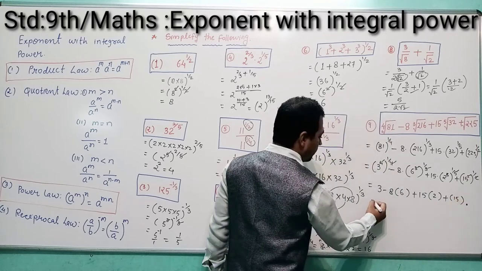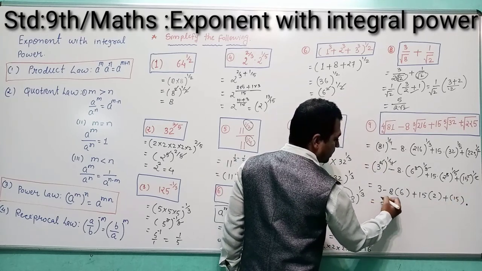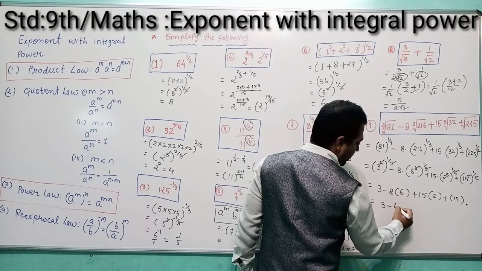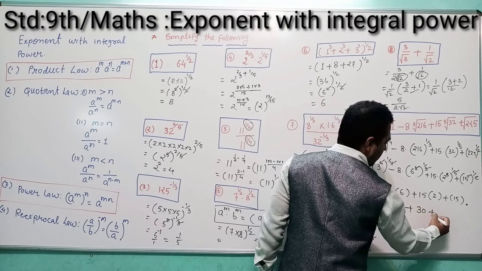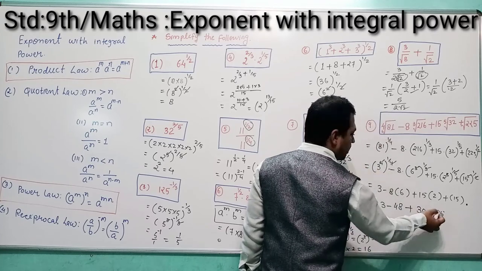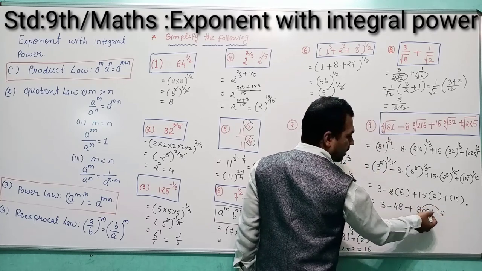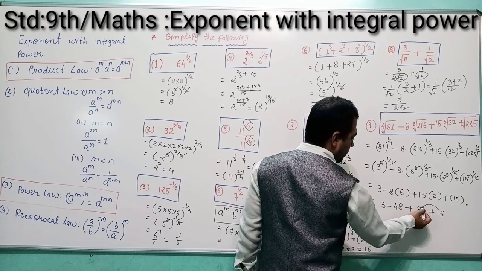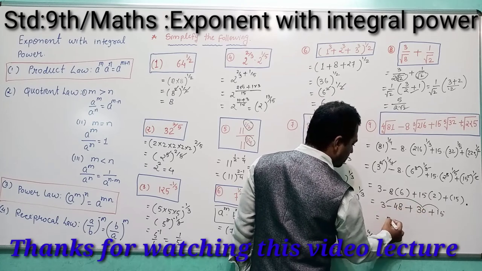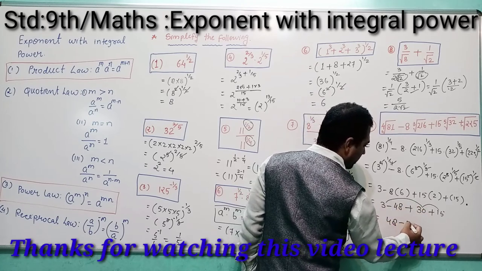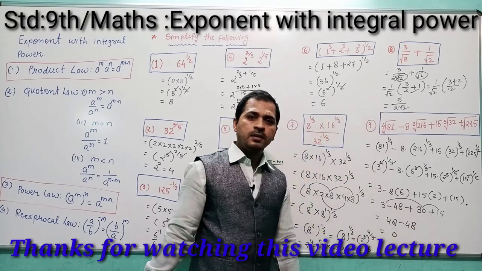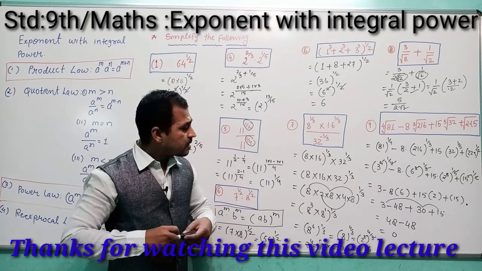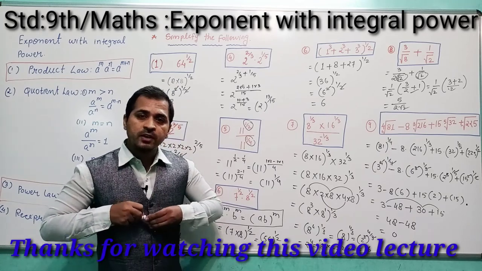Now open the bracket: 3 minus 48 plus 30 plus 15. Now add the positive integers, 30 plus 15 is 45, plus 3 is 48, right students? So 48, and here the negative integer, 48. So finally what you are getting? 0. Okay students, I hope you have understood this video lecture.